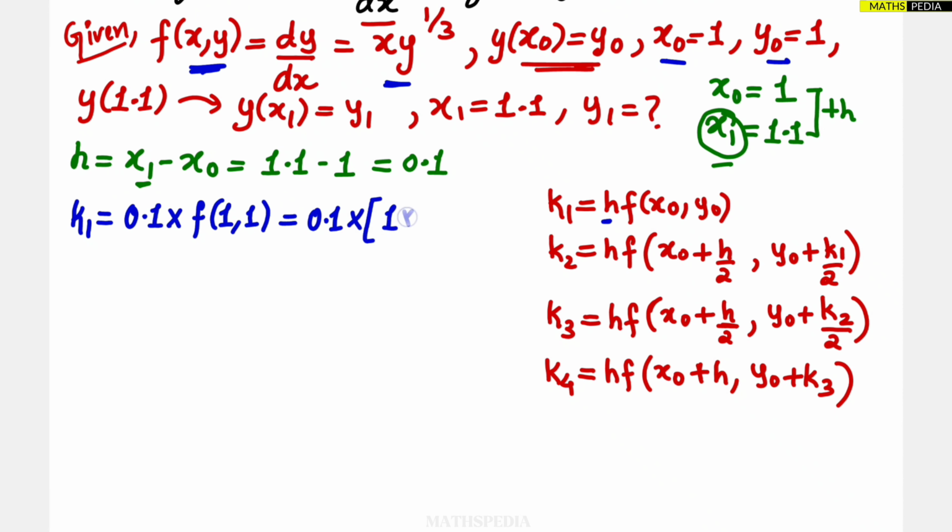So 1 into 1 power 1 by 3. 1 power anything is 1 itself, right? So we know directly the answer. So the k1 value becomes 0.1, directly we can write.